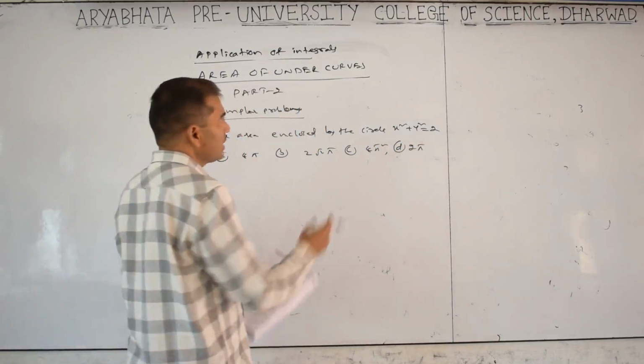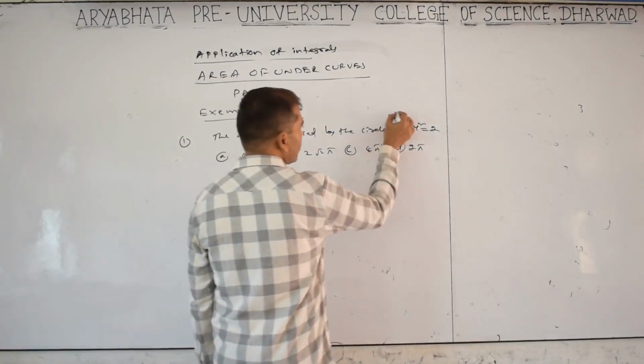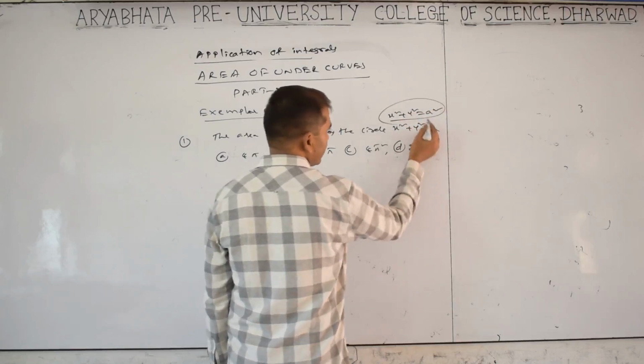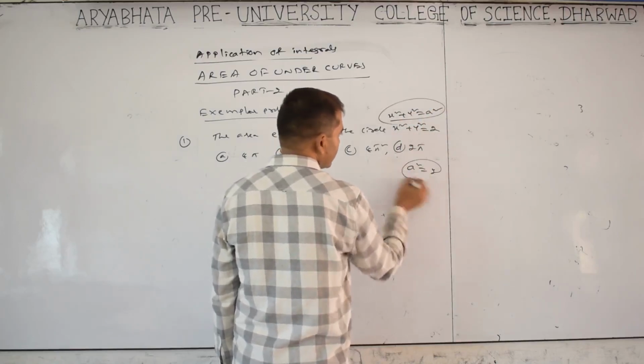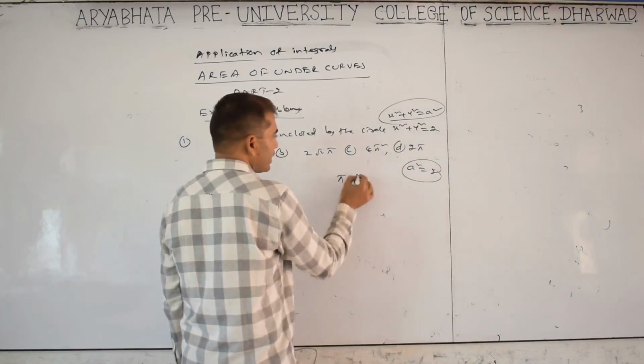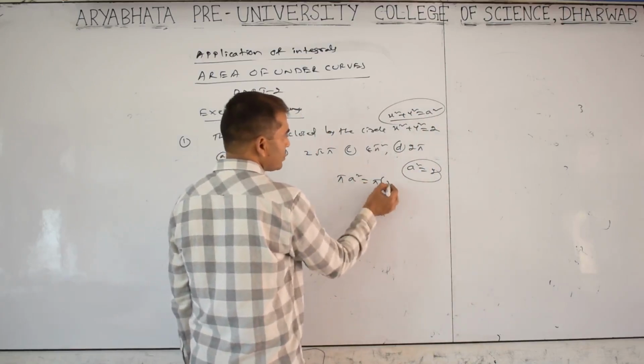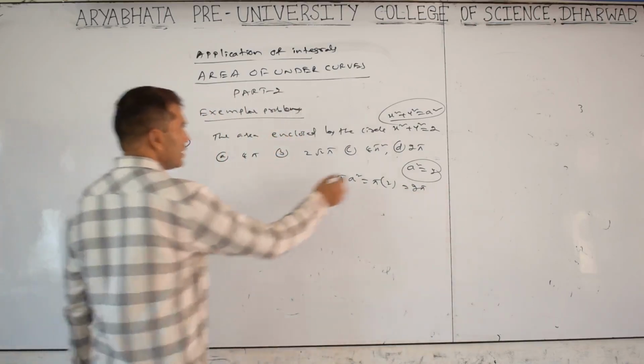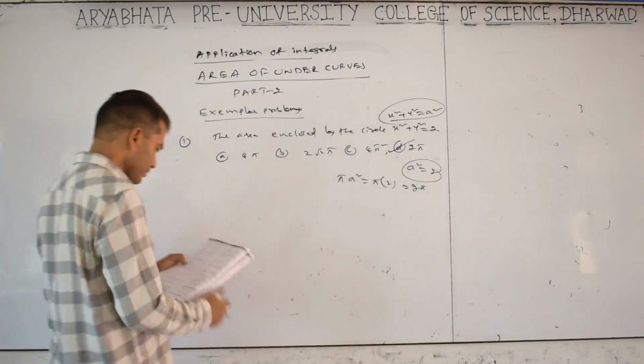What is the area of a circle in the form x² + y² = a²? The area of a circle with radius a is πa². Here a² = 2, so the answer is 2π, which is very easy. It is asked in CET also.